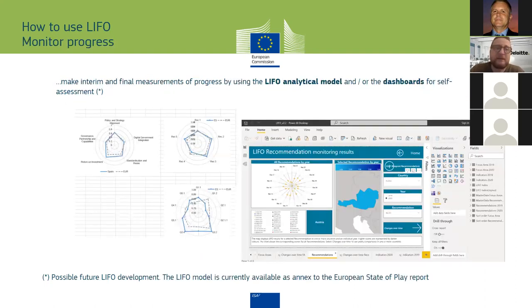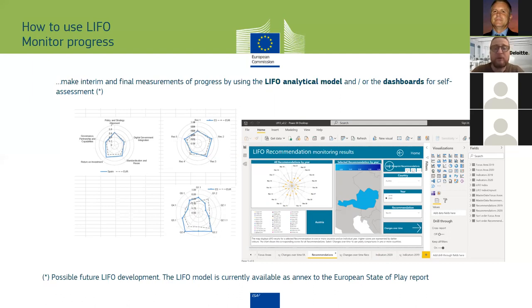It's finally also possible to use the LIFO resources to make interim and final measurements of progress by using the LIFO analytical model and/or the dashboards for self-assessment. This is partially a possible future development. However, the LIFO model is currently available as an annex to the European State of Play report. It's an Excel file that can be reused already now for self-assessments.